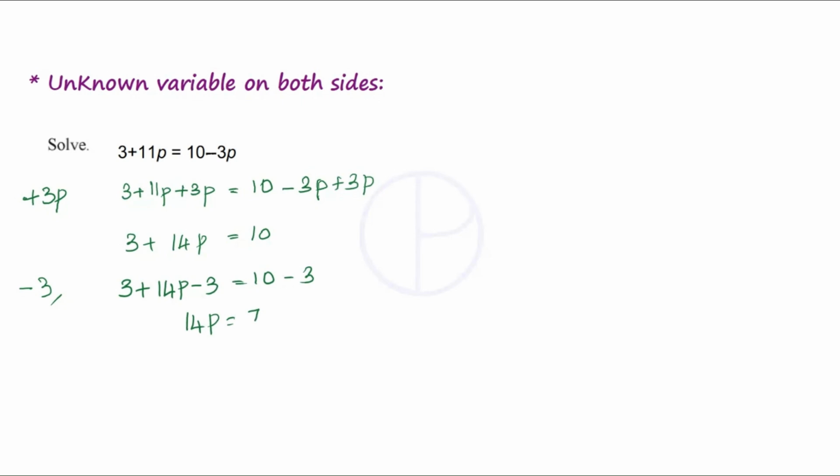Now we have to make p as the subject, so we need to remove this 14, which is in multiplication, so divide by 14. So 14p divided by 14, and here 7 divided by 14. So we get p is equal to, now divide the numerator and the denominator by 7, we get 1 over 2. So on simplification, we get the value of p as 1 over 2.